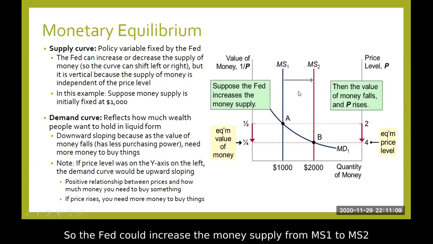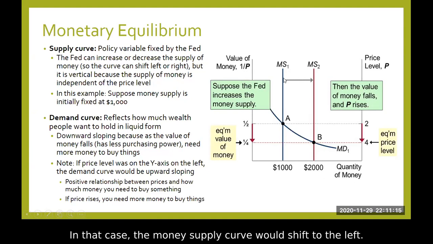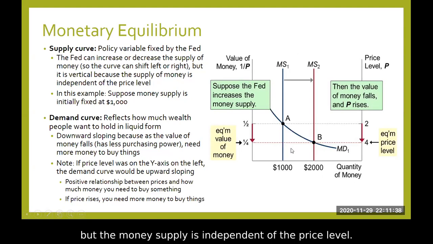The Fed could increase the money supply from MS1 to MS2 if they wanted to, or they could decrease the money supply, and in that case, the money supply curve would shift to the left. So the Fed can increase or decrease the supply of money so the curves can shift left or right, but the money supply is vertical because it's independent of the price level. It doesn't matter if the prices are low or high, and it doesn't matter if the value of money is high or low, the money supply is independent of the price level.